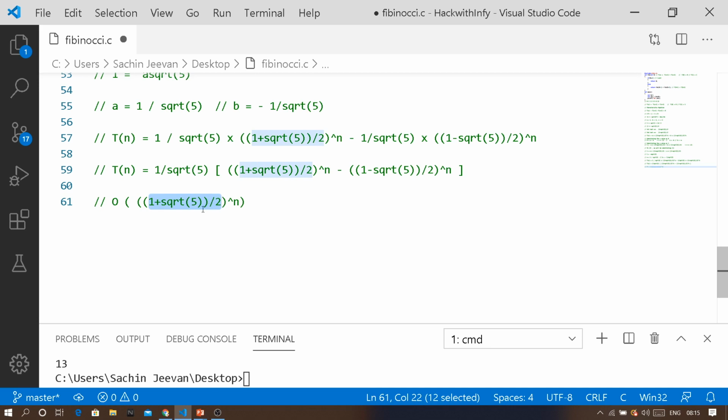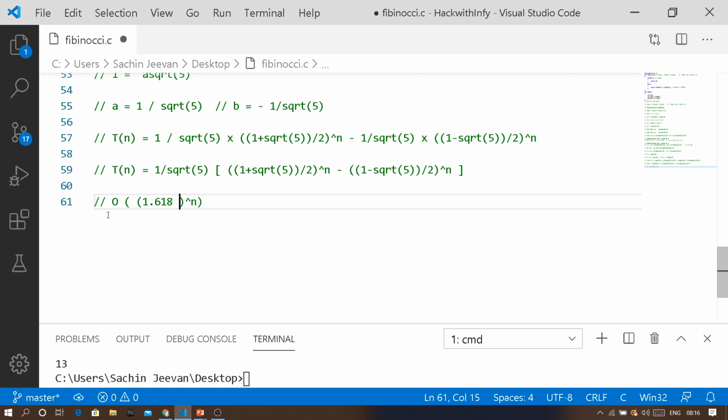Okay, what is 1 plus square root of 5 divided by 2? If you just calculate it, it will be equal to 1.681. Okay, you can just try it on your own, and you will get this value. So not 81, it is 18. Sorry. So this is order of 1.618 the whole power n, which is nearly equal to 2 power n.